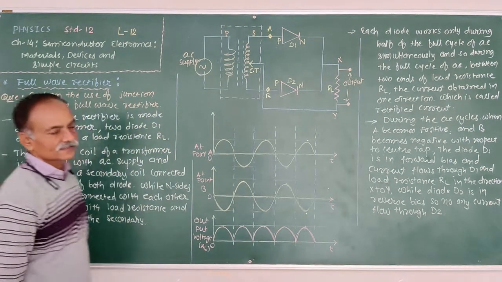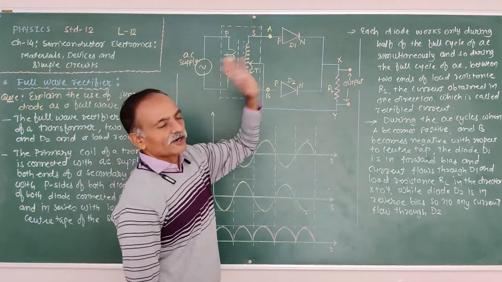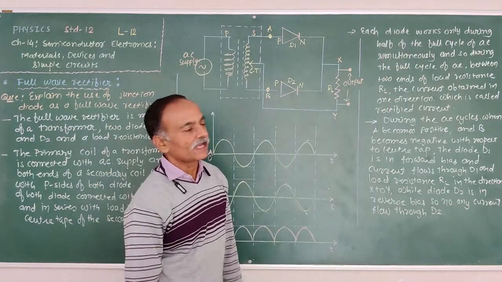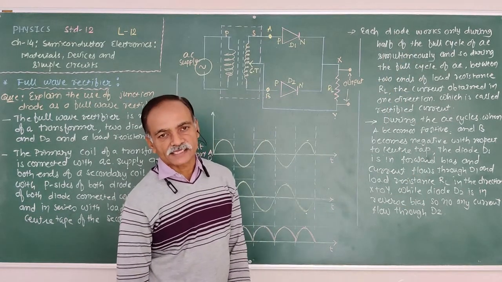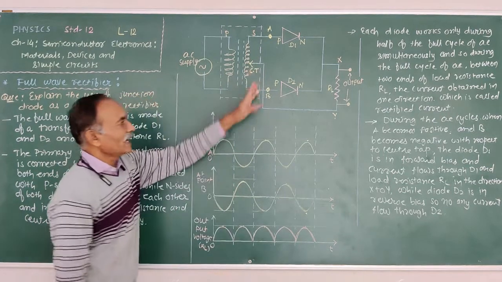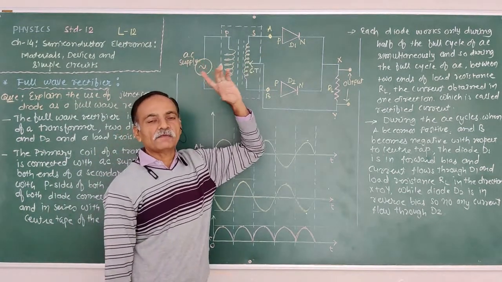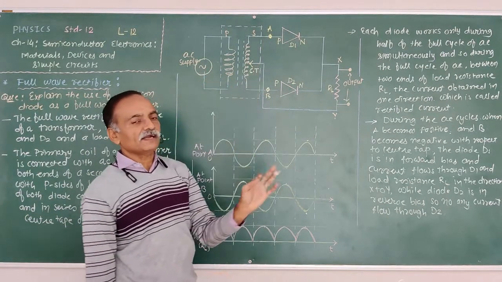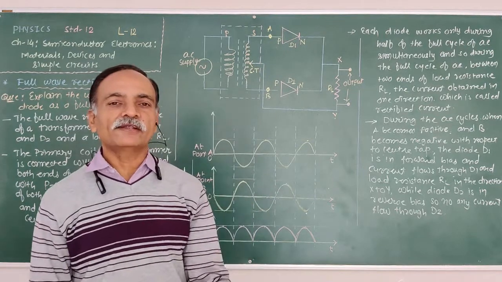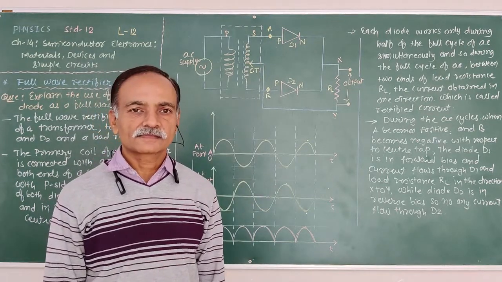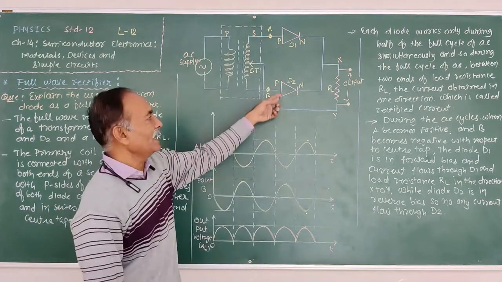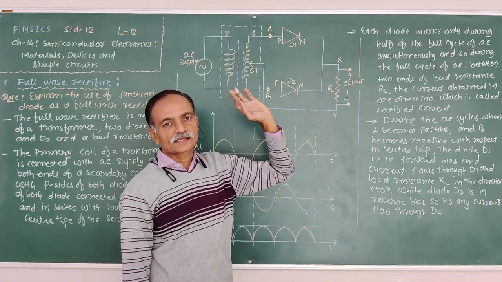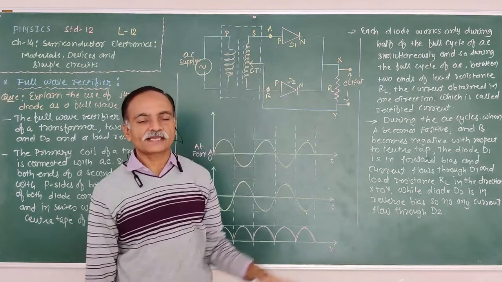So how does it work? Each diode works only during half of the full cycle of the AC, alternately. That means when diode D1 is in forward bias, at the same time diode D2 is in reverse bias, and when diode D2 is in forward bias, at the same time diode D1 is in reverse bias. Right? That means both diodes are working alternately.